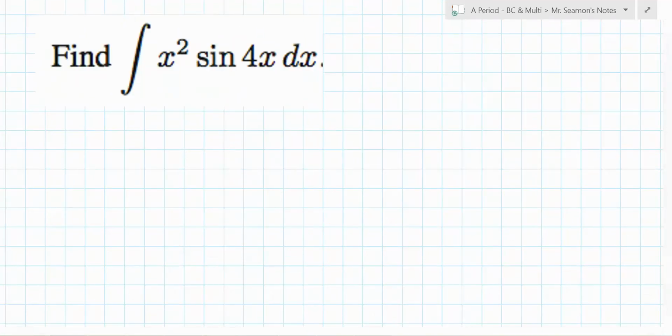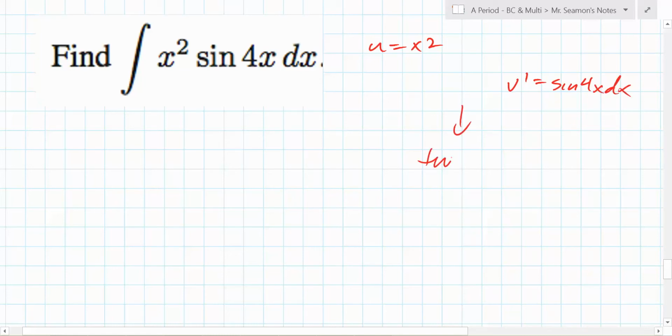So what were our initial choices? We really liked having u be x squared, and we liked v prime to be sine 4x, sine 4x dx. All right, there we go. And then you do it twice, and then you are happy. Nice. Very good.